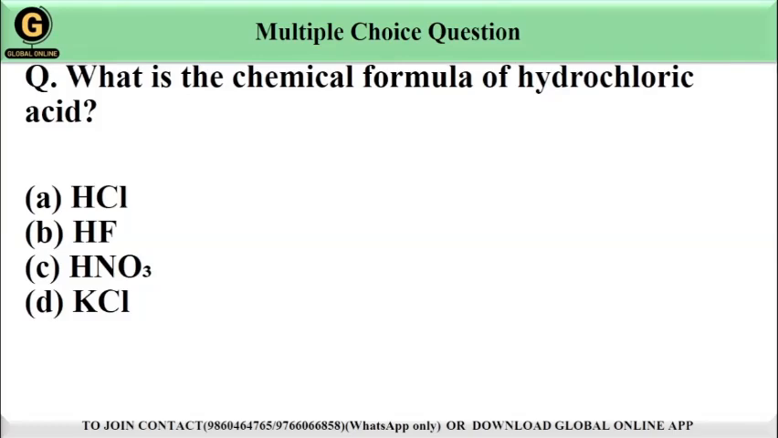Friends, the chemical formula of hydrochloric acid is HCl. It is a strong acid formed when hydrogen chloride gas is dissolved in water. HF represents hydrofluoric acid, HNO3 is nitric acid, and KCl is potassium chloride, which is a salt, not an acid. So the correct answer among the options will be option A, HCl. Let's move on to the next question.